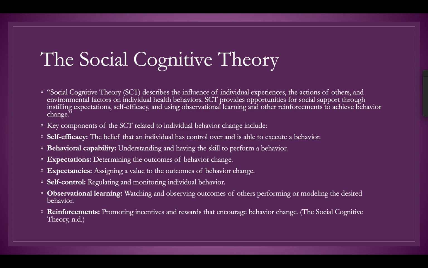Key components of the social cognitive theory related to individual behavior change include self-efficacy, behavioral capability, expectations, expectancies, self-control, observational learning, and reinforcements. And you can read through some of the definitions there.